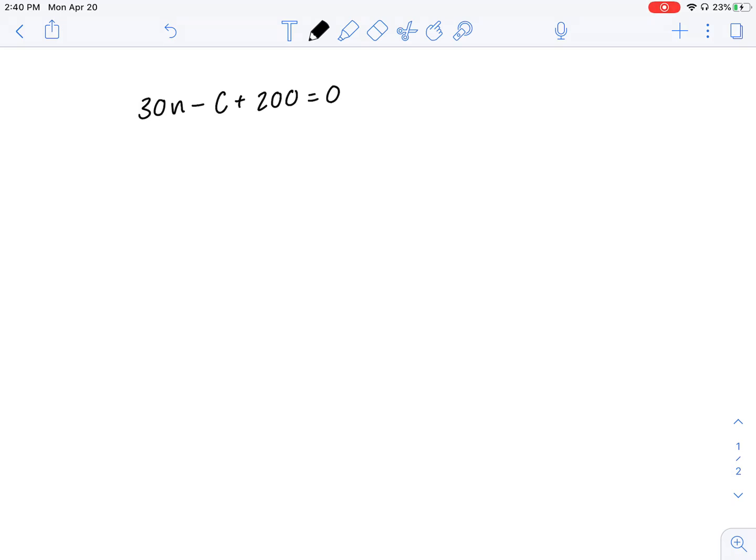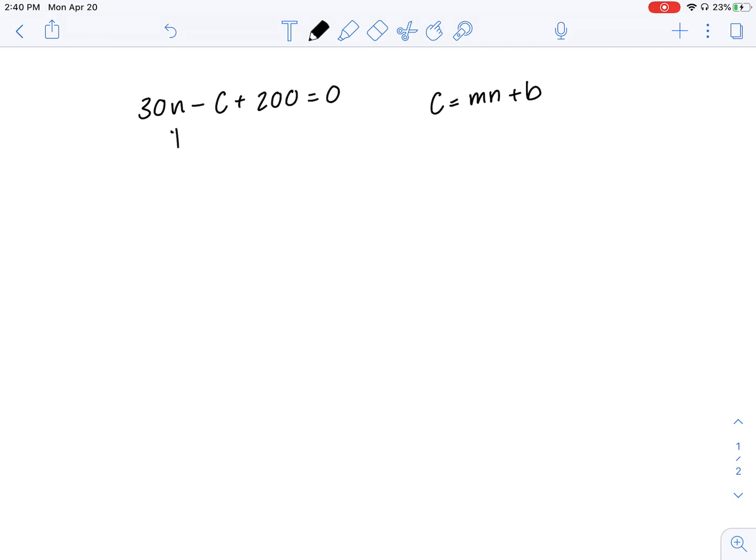So we're given the equation 30n minus c plus 200 equals 0, which determines the cost for a room rental, where c represents the cost in dollars, which depends on n, the number of people attending. And we're asked to express this equation in slope y-intercept form, in other words, y equals mx plus b form, which, as they've given us, is c equals mn plus b.